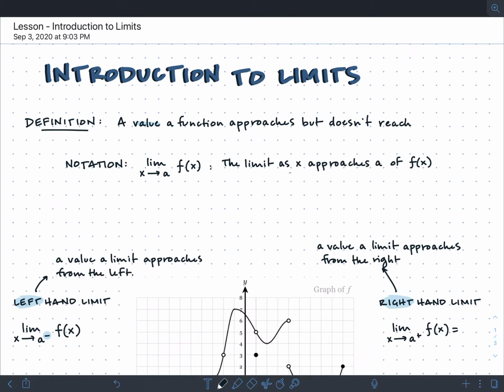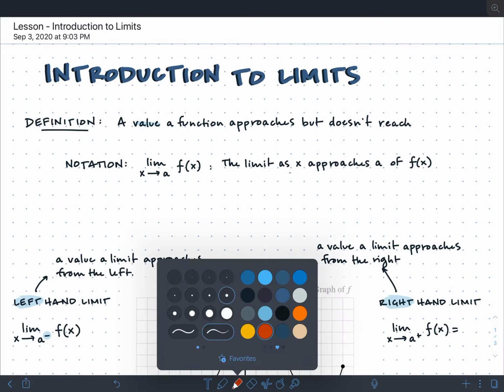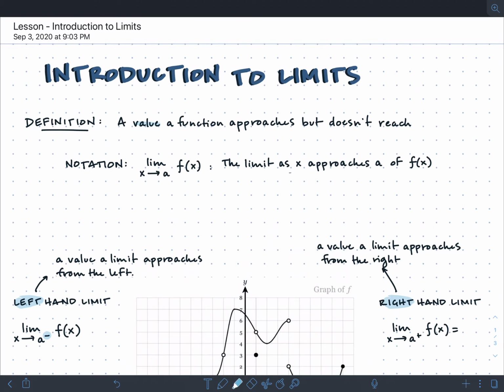So, first off, definition. The definition of a limit is a value a function approaches but does not reach. We will get very close to it, but we do not actually have to get there. Our notation: we will write the limit, lim, as x approaches a of f of x. And this is how it's said: the limit as x approaches a of f of x.